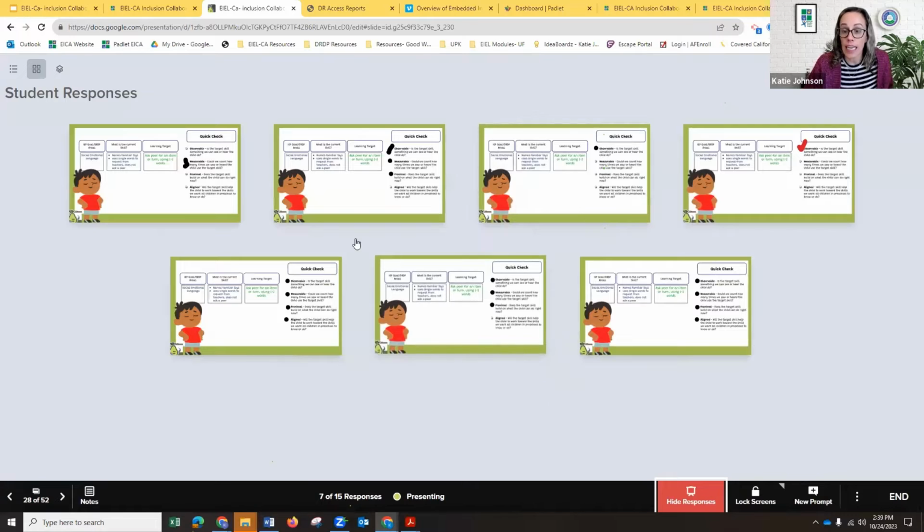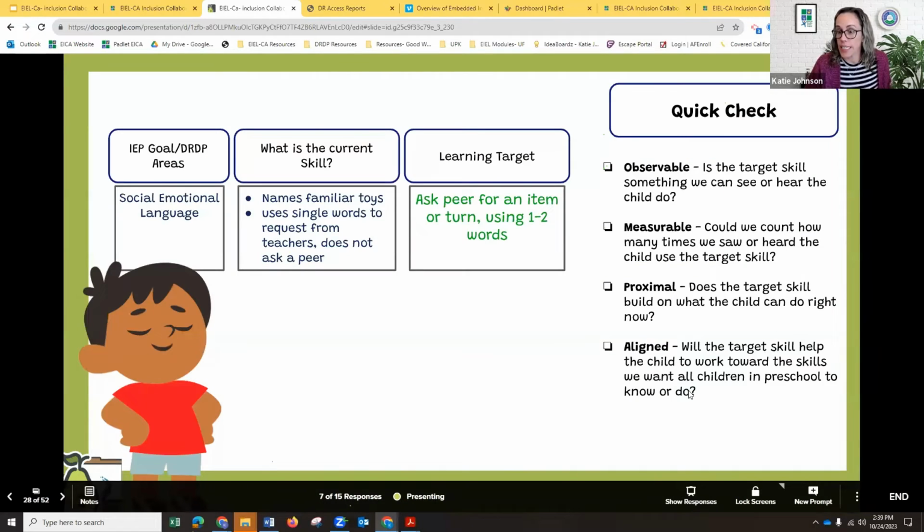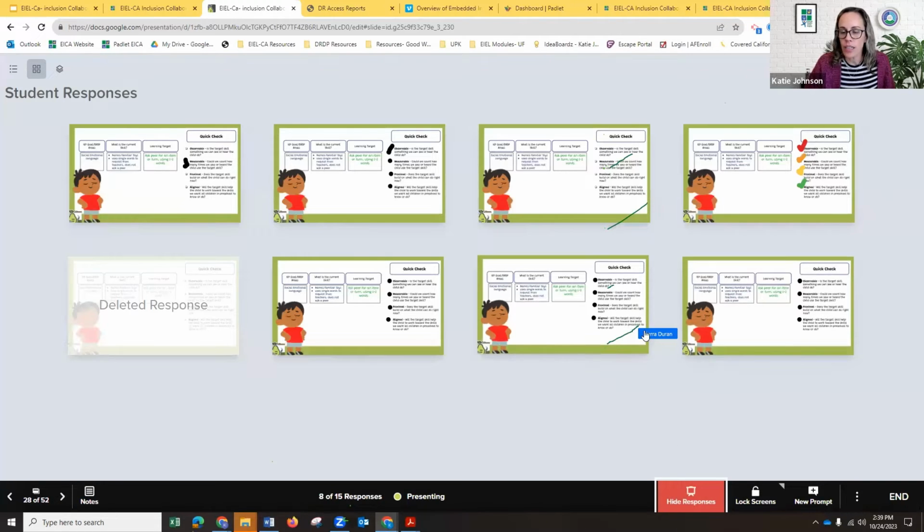And then is it aligned to, sorry, I have to read it. Is it aligned to what we want all children in preschool to know or do? Yep, and I think I see a lot of yeps there. Oh, look, you guys are making marks on this. This is exciting, using new technology and seeing all these things happen. It's so fun.